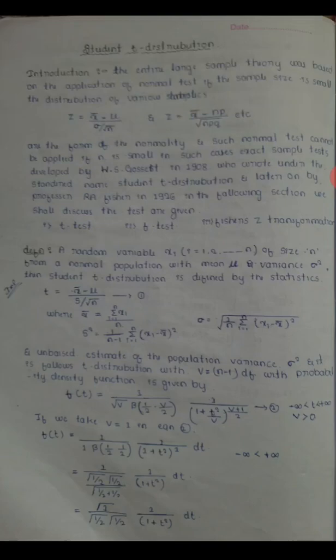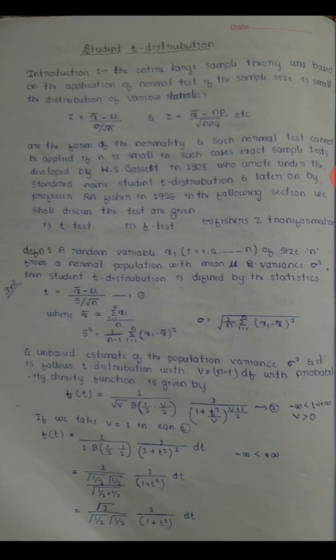The entire large sample theory was based on the application of the normal test. If the sample size is small, meaning n less than 30, the distribution of various statistics, that is z equal to x bar minus mu divided by sigma by root n, and z equal to x bar minus np, where np is nothing but the mean, divided by the square root of npq, etc., are of the normal form, and such normal tests cannot be applied if n is small.